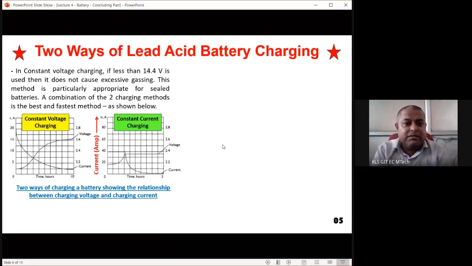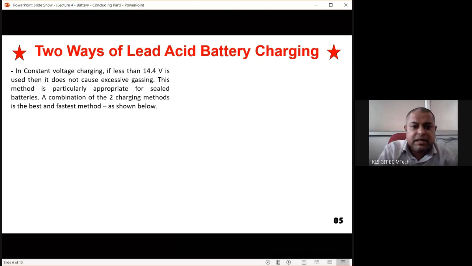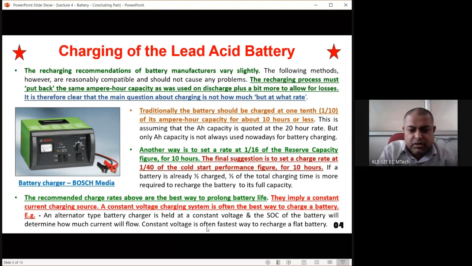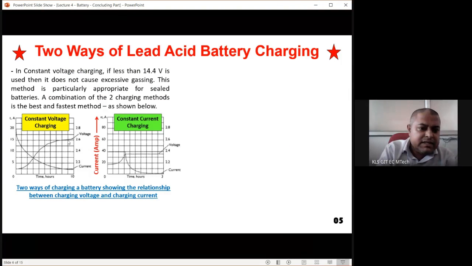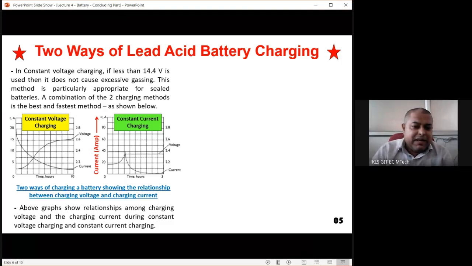And one very important line which was shown in the last slide: constant voltage is often the fastest way to charge a flat battery, and constant voltage is giving you higher voltage. Just check, this is constant voltage charging. This is giving you almost 2.7 volt or greater than 2.6 volt, but constant current charging is giving us less than 2.4 volt. So constant voltage charging gives us higher charged voltage. The above graph shows relationships among charging voltage and charging current during constant voltage charging and constant current charging.